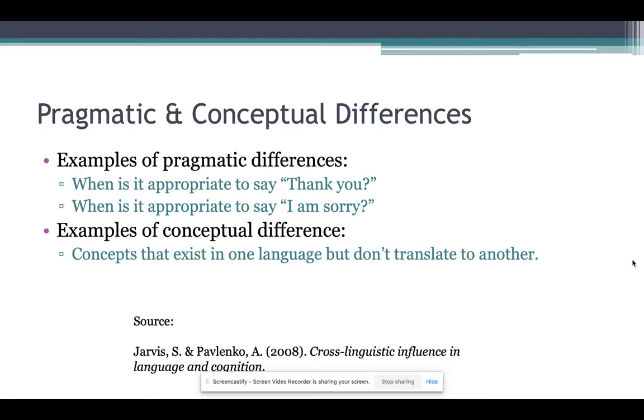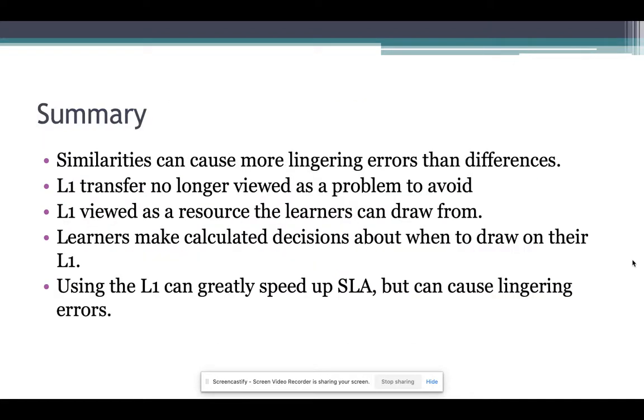So, to summarize this whole video, let's get this down to a few simple statements that you can walk away with, okay? Because I know this is a lot and you're probably feeling overwhelmed. As you can see, not only do we no longer view the first language as a problem for second language learners, but we actually have come to view it as a resource that learners can draw upon.